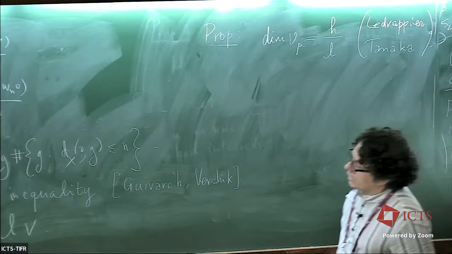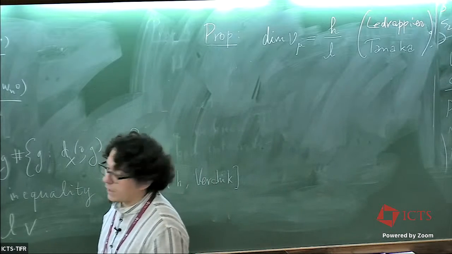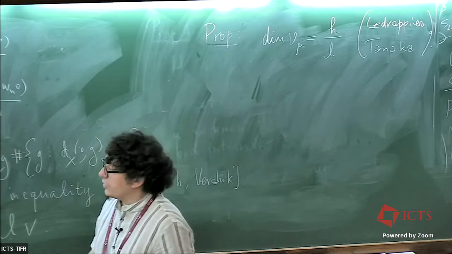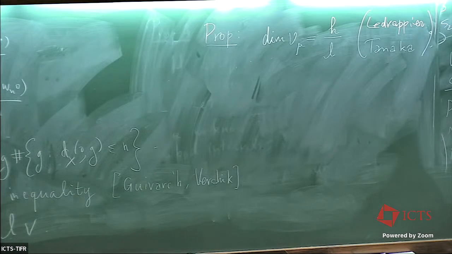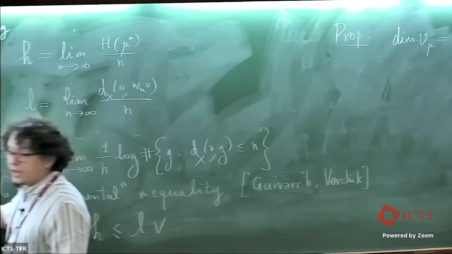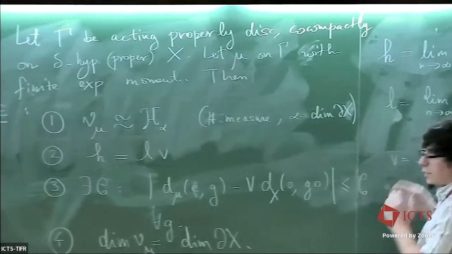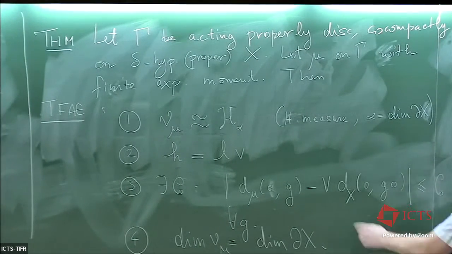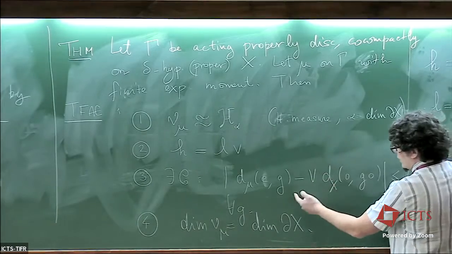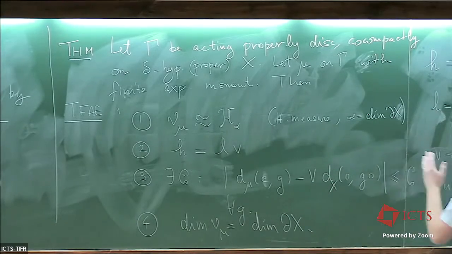Okay, any questions? We need to digest this. So this is: the two measures are the same up to measure class. This is: the two measures have the same dimension. And this is: the two metrics are the same, not just up to quasi-isometry, but, if we forget about this factor, they are the same up to an additive constant.